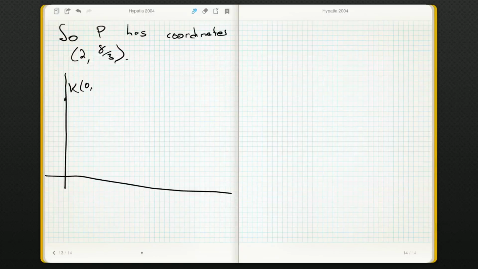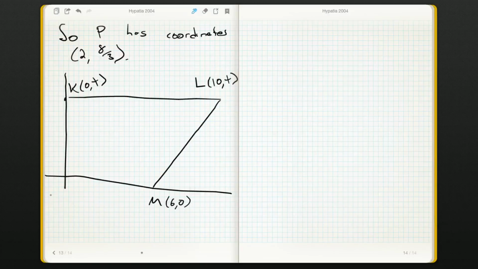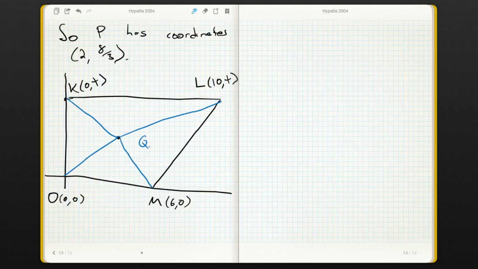So K is up here at 0, T. We go all the way across to 10, T, and that's L. We come back a little bit. Here's M, and that's at 6, 0. And we've got O over here at 0, 0. Okay, so we have this point Q in here, and I'm going to use a different color to draw my triangles. So there should be no point Q that does this.